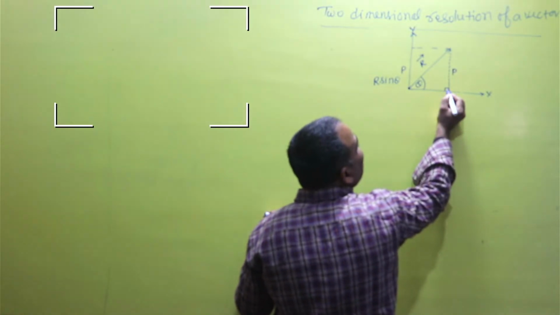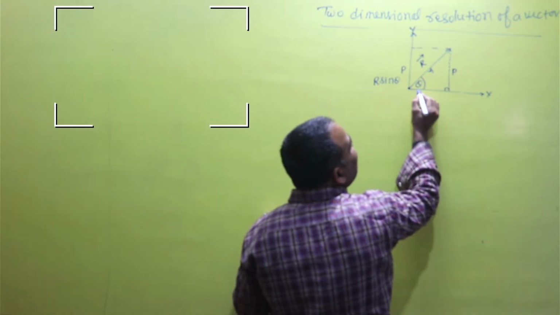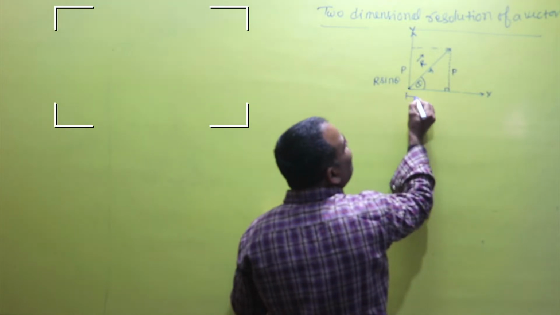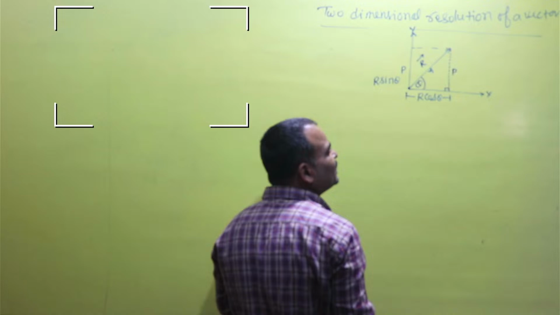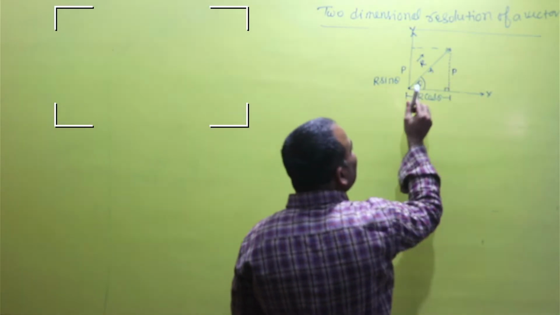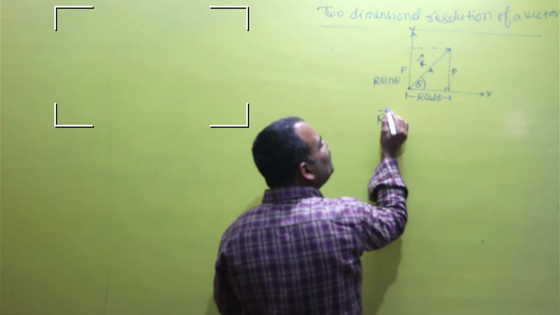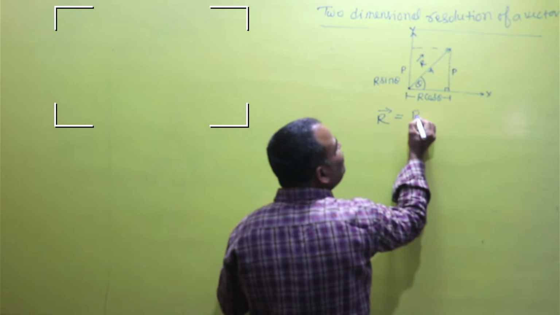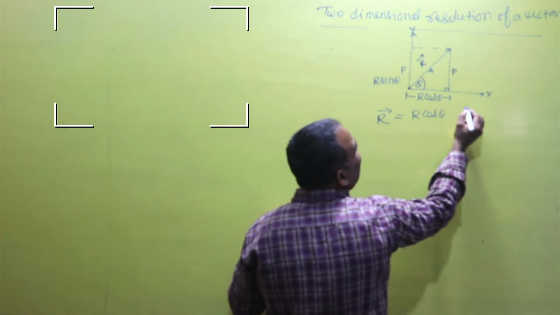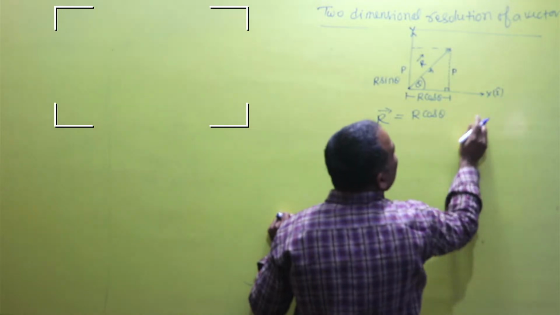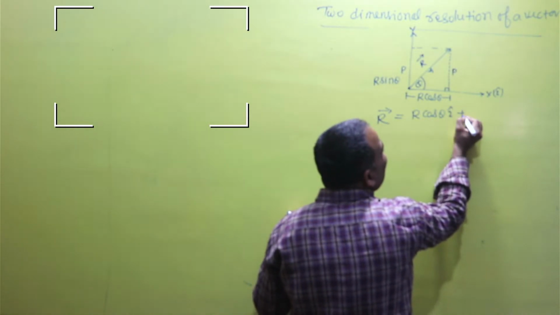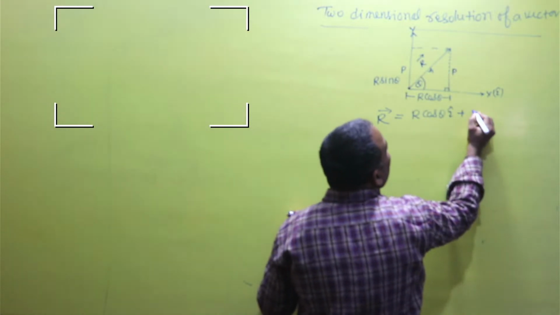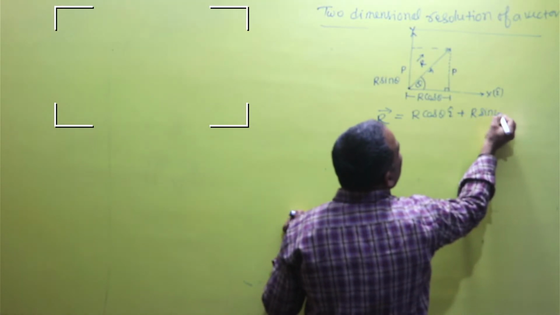The side at the angle, 90 degree from the hypotenuse h, will be B, so it will be R cos theta. So we can write the resolved vector in the form of vector R is equal to R cos theta i cap, where i is the unit vector along the direction of x axis, plus R sin theta j cap.